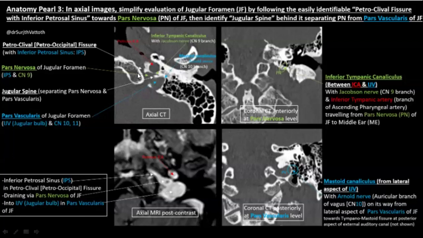So this is again a similar picture. Here we have shown the two parts of the jugular foramen. This is the pars. This is the carotid canal.